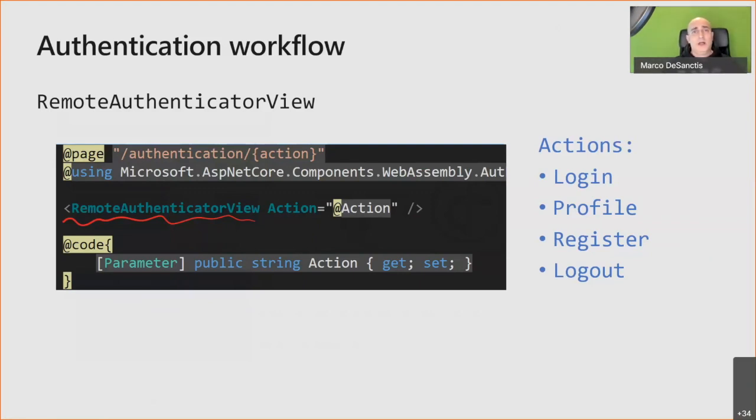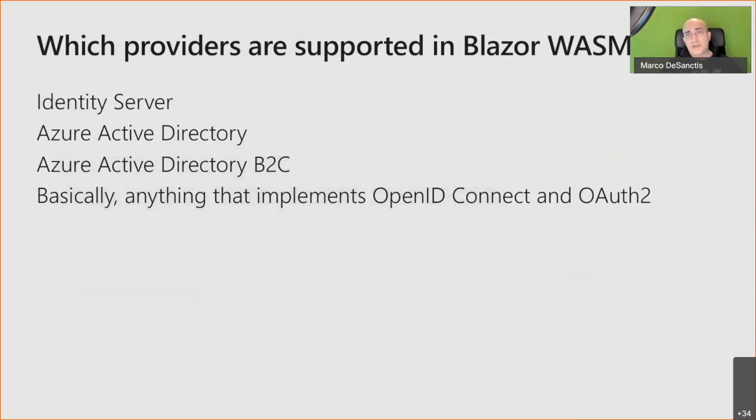Cool. Which providers are supported in Blazor WebAssembly? Well, we obviously have Identity Server, Azure Active Directory, and Active Directory B2C. The first two are available directly from Visual Studio. For the third one, we still need to use the .NET CLI. But basically, anything that works with OIDC client, so implements OpenID Connect and OAuth, we can make work with Blazor WebAssembly. Sometimes, from my experience, we need some tweaking, but it can potentially work.